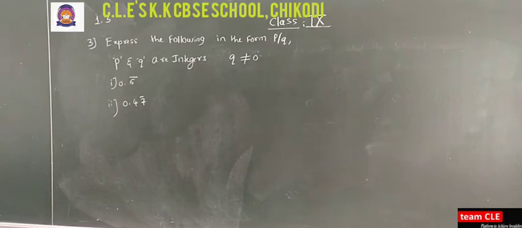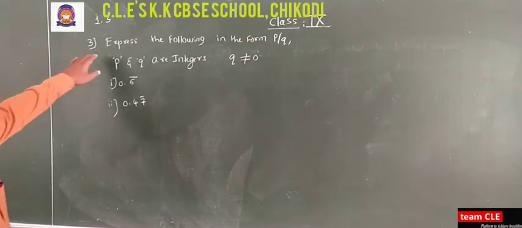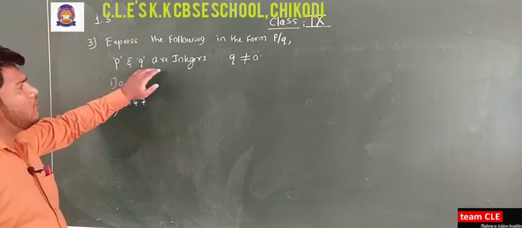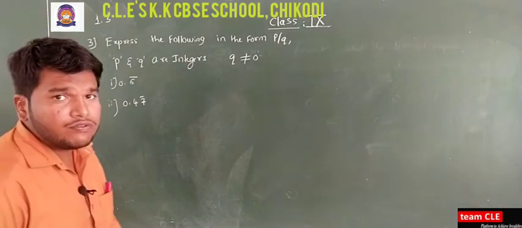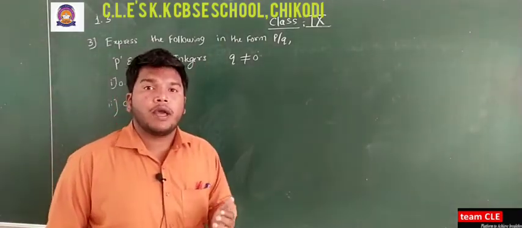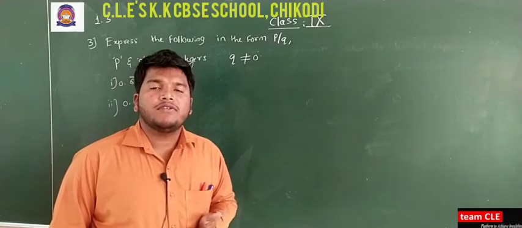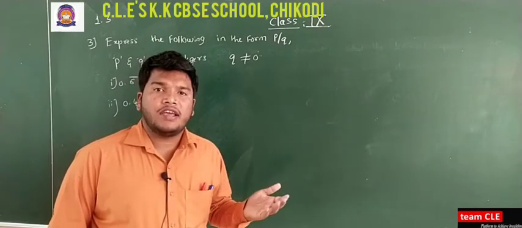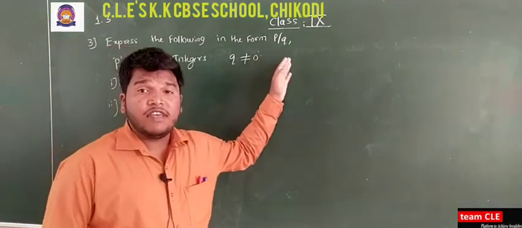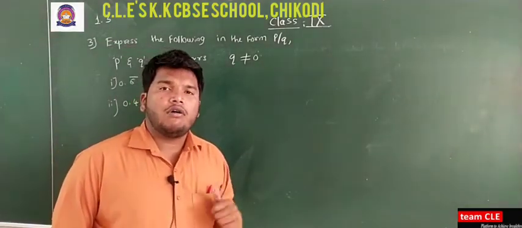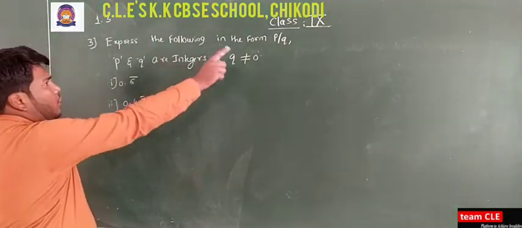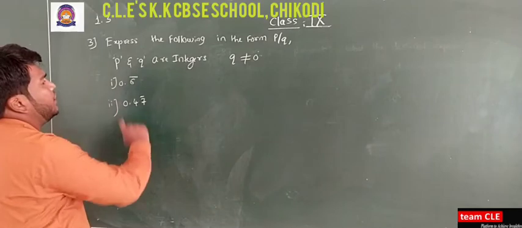So now comes the exercise number 1.3, that is the third main question. Express the following in the form of P by Q, where P and Q are integers and Q is not equal to 0. So what does P by Q say? They express in the form of rational numbers, where P and Q are integers and Q is not equal to 0. This tells the definition of rational numbers. You have to express in the form of rational numbers.